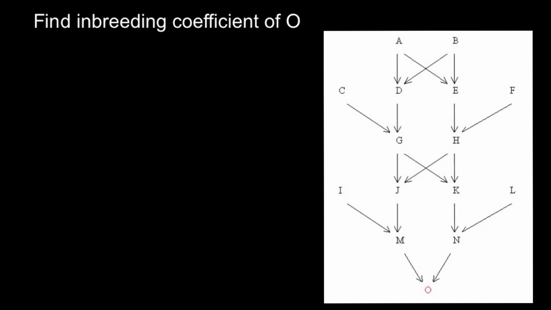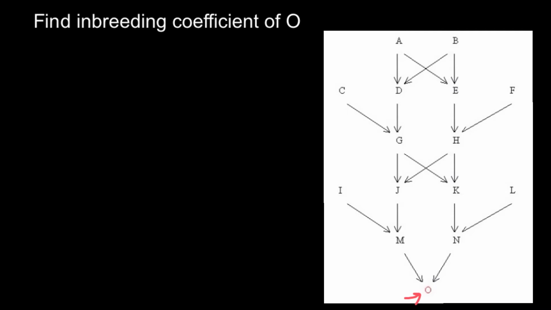Hello and welcome to Nikolay's genetics lessons. Today's problem is: find the inbreeding coefficient of individual O. And here is individual O, our proband, for whom we have to calculate the inbreeding coefficient. As you see, today's pedigree is going to be more complex than we have seen before. So this is going to be a new level of complexity for us.